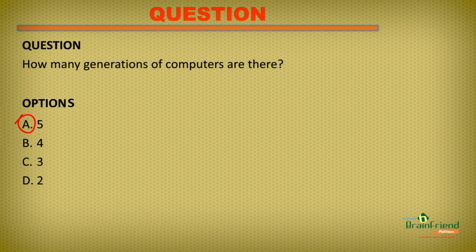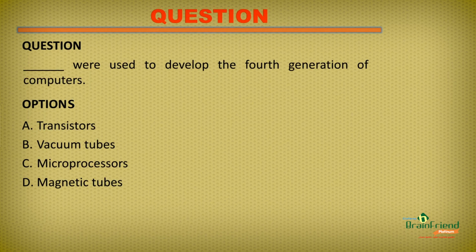Let's try out one more question. Question 2. Dash were used to develop the fourth generation of computers. A. Transistors. B. Vacuum tubes. C. Microprocessors. D. Magnetic tubes. And the correct answer is C. Microprocessors.